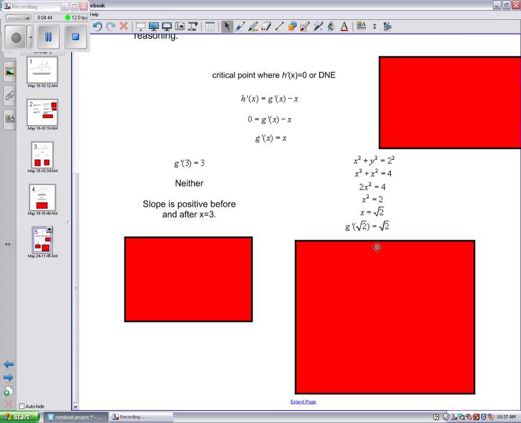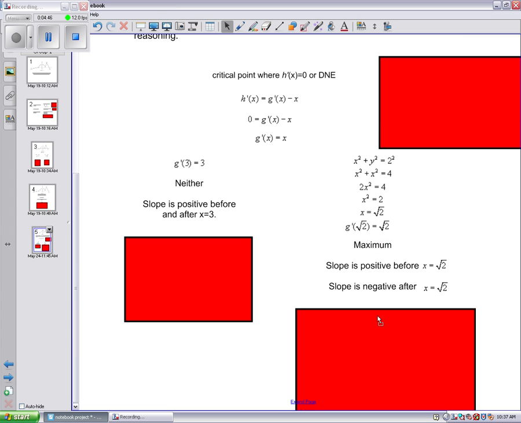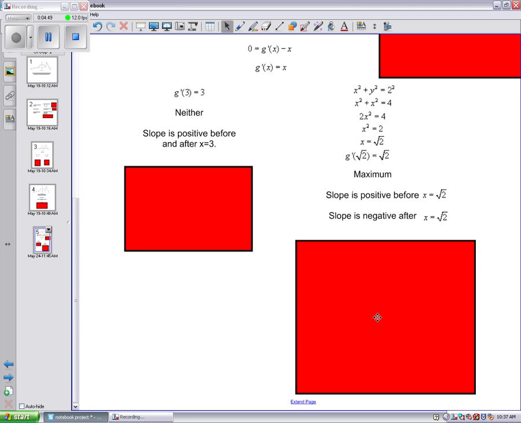h prime of x is positive before x equals root 2 and negative after x equals root 2, because g prime of x is greater than y equals x before x equals root 2, and smaller than y equals x after x equals root 2. So there is a relative maximum at x equals root 2.